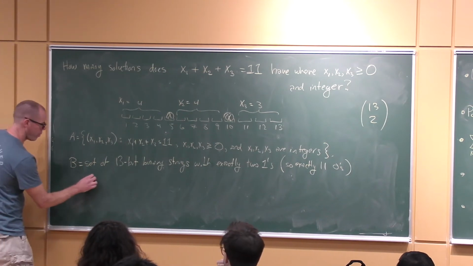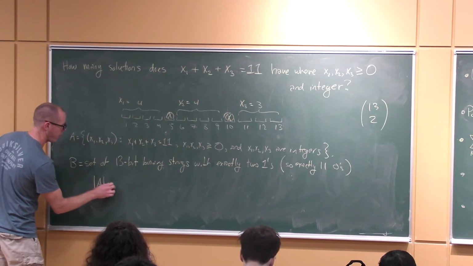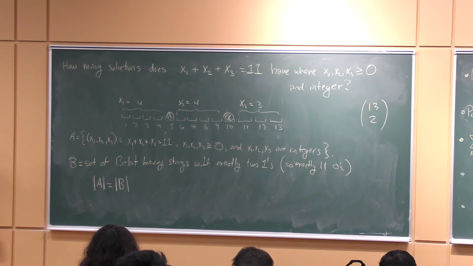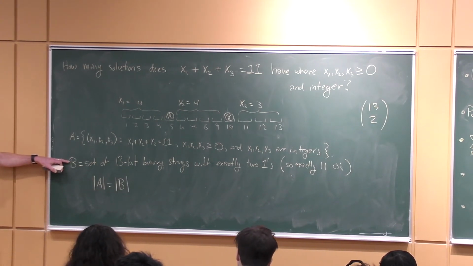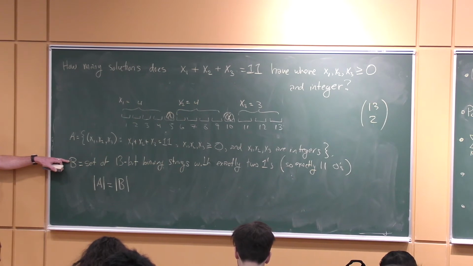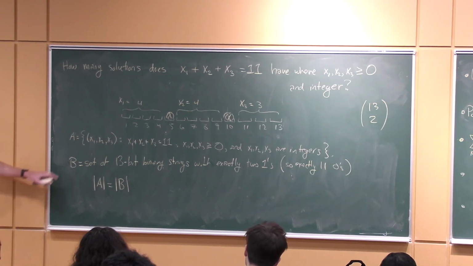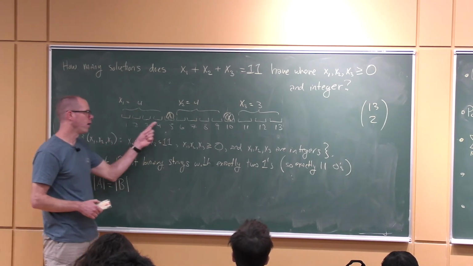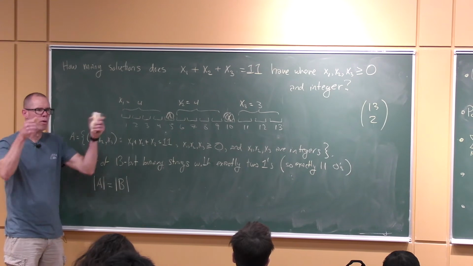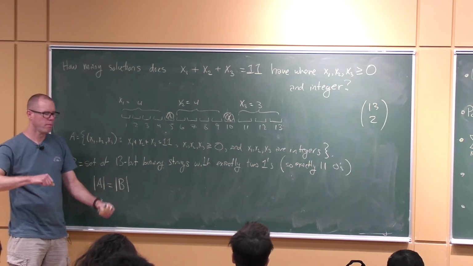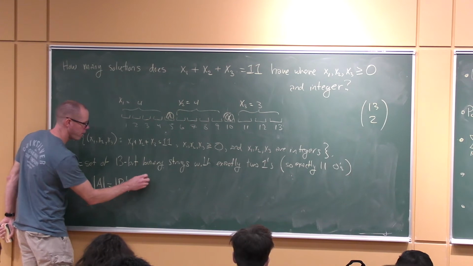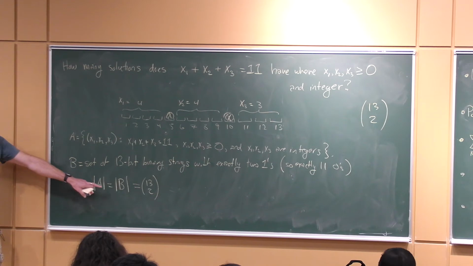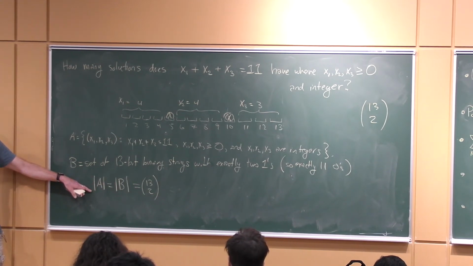And I want to prove that the size of A is equal to the size of B, because the size of B, we can sort of get that directly now. What's the size of B? It's just the number of ways of choosing from a set of 13 locations, 2 of them that are going to hold the ones. So the size of B we kind of get for free. It's just 13 choose 2. Now we just need to argue that A and B have the same size.